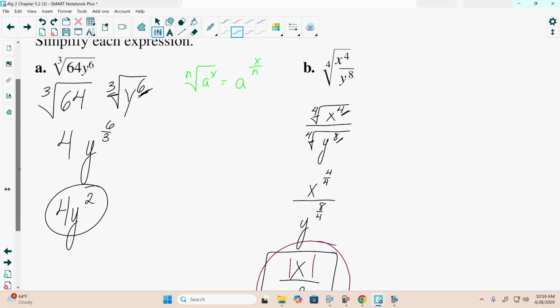Questions on either one of these here? Well, as I said a minute ago, really what we did here and what we did here is we were just dividing the index by the exponent, yes? So here, 4 divided by 4 is what? 1. So it'd be x to the first. 8 divided by 4 is? Same thing. Same property, we just didn't write it out.